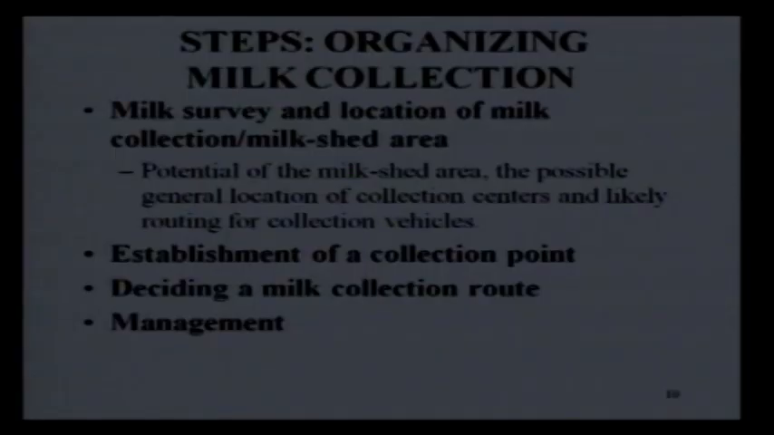Now what we have to assess in the survey, very simply, is what the potential is, what the general possible location of the collection center is, and what could be the route for the collection vehicles. These are the things we do. There could be two types of survey. One could be a very exhaustive survey, and one could be a very generic survey. That depends upon the already known conditions or the background.